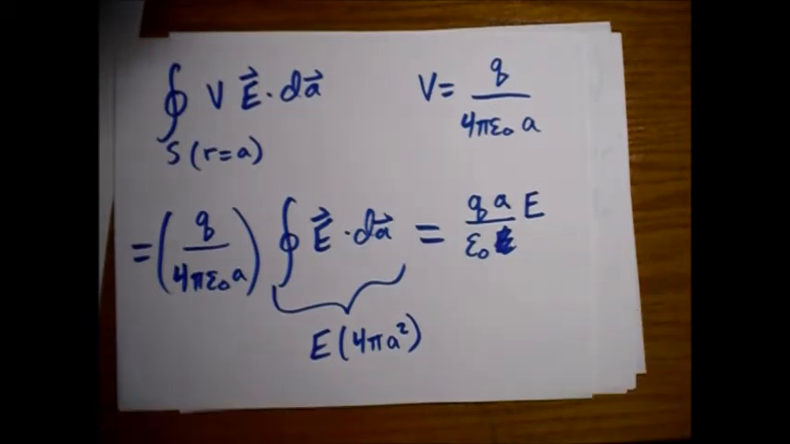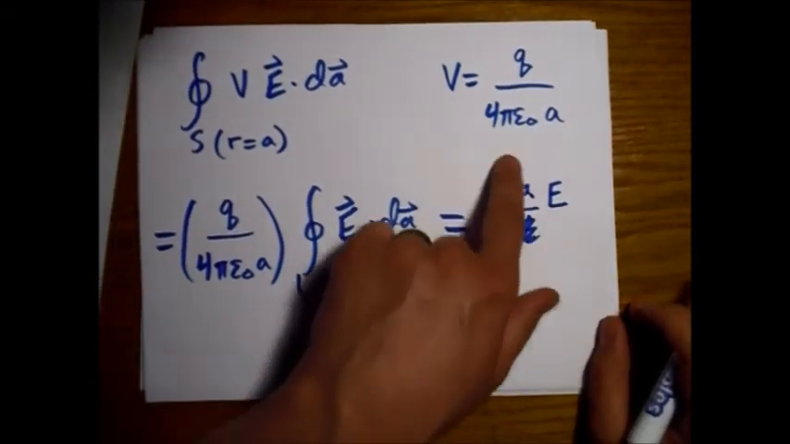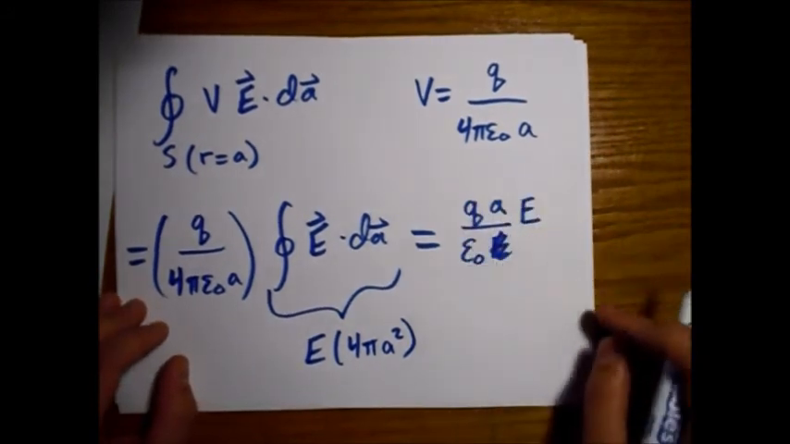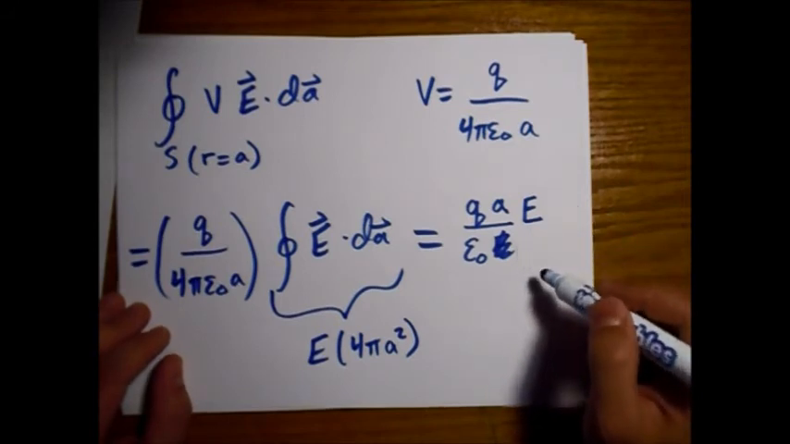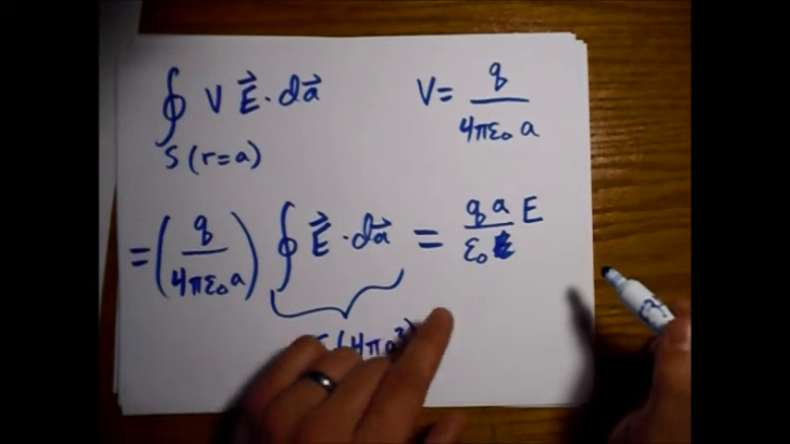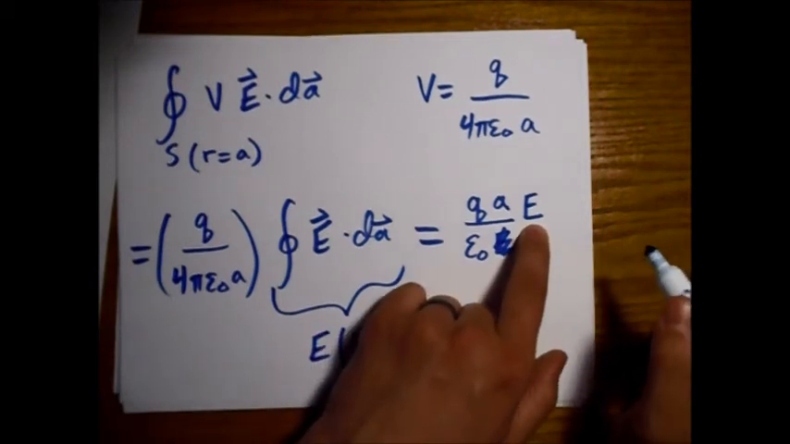Okay, I think I did that right. All right. Well, this right-hand side is looking even more like Gauss's law now, huh? Because we have a Q over epsilon naught. But, all right, so now what we're going to do is just plug in our E.